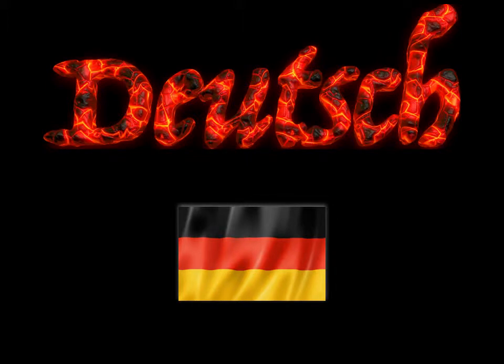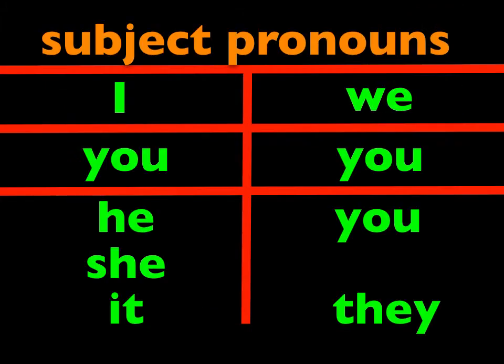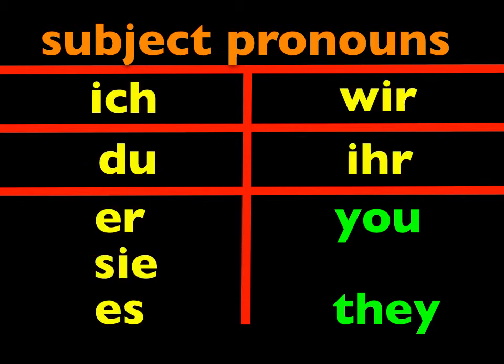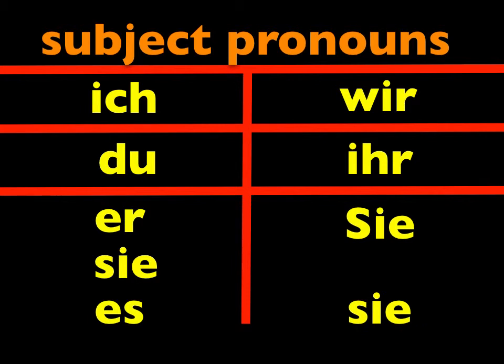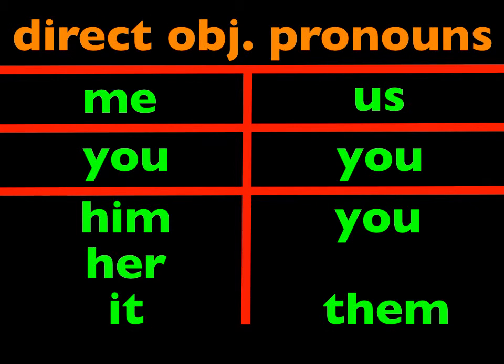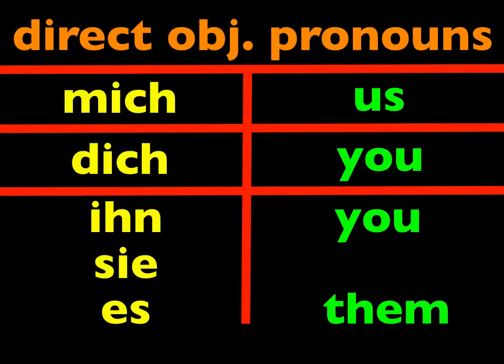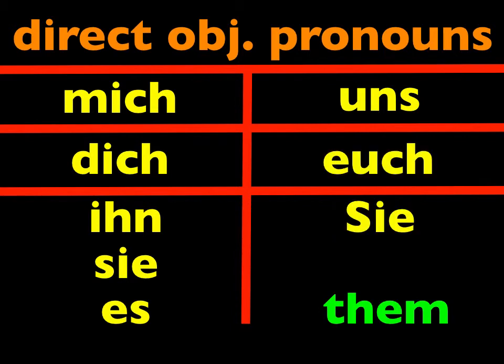Today we'll start to learn about reflexive verbs and what they are. We've already learned the subject pronouns, ich, du, er, sie and es, wir, ihr, sie and Sie, and they're used as the subject of sentences, and we've used these quite a bit already. We've also learned the direct object pronouns, how to say he sees me, he sees you, etc. Mich, dich, ihn, sie, es, uns, euch, sie, and Sie.